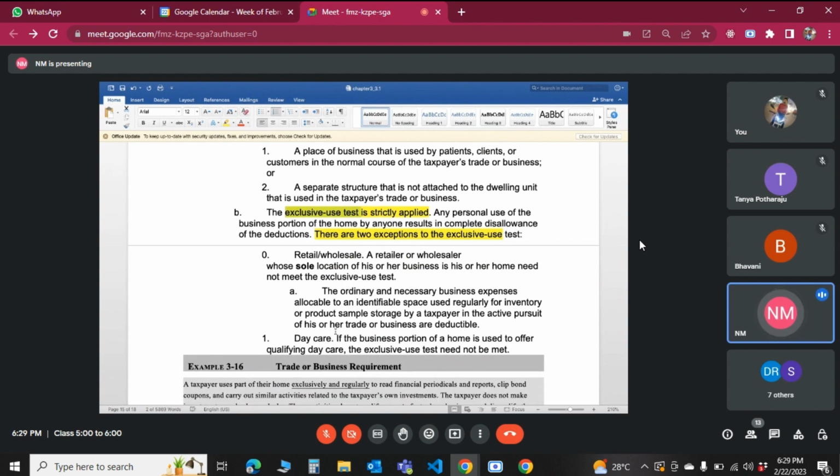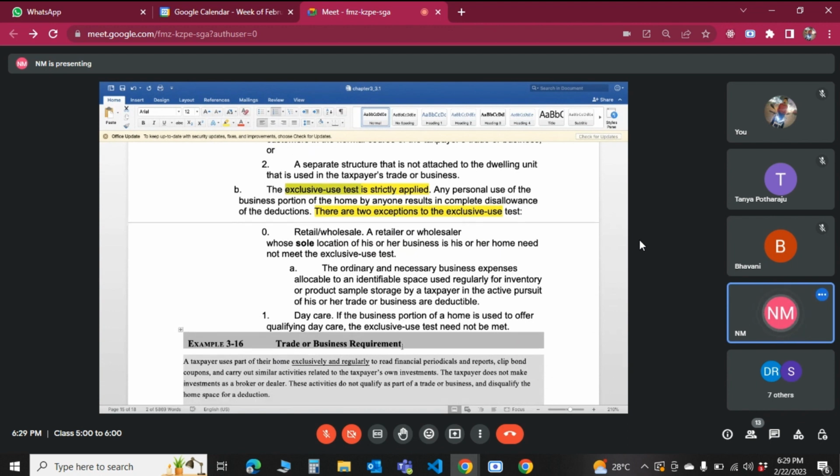The second is like any daycare. If the business portion is used to offer daycare, but at other times you're also using it for personal purposes, those are okay.